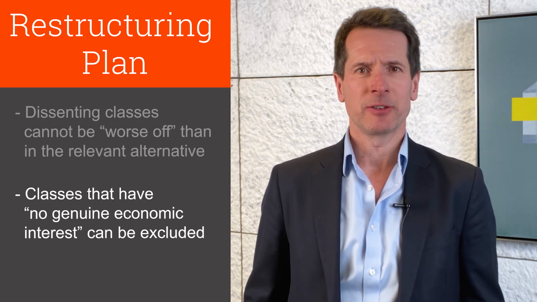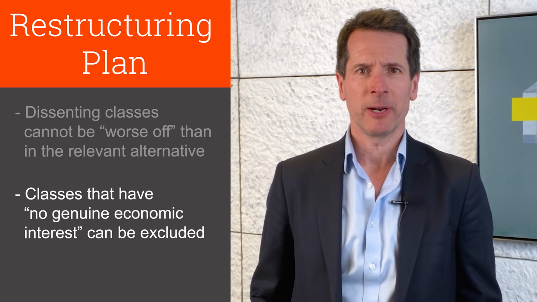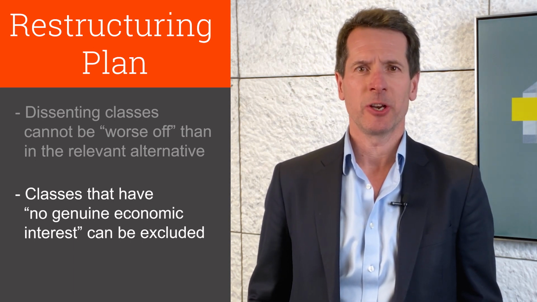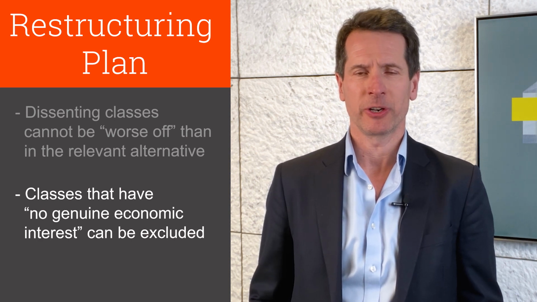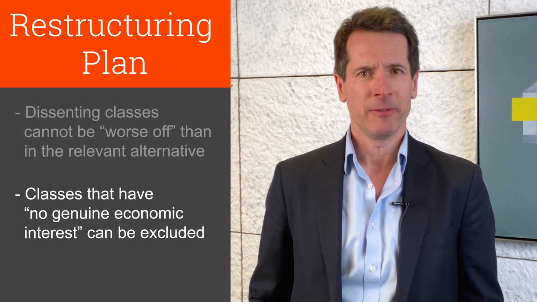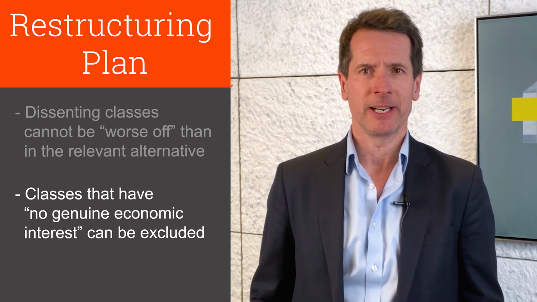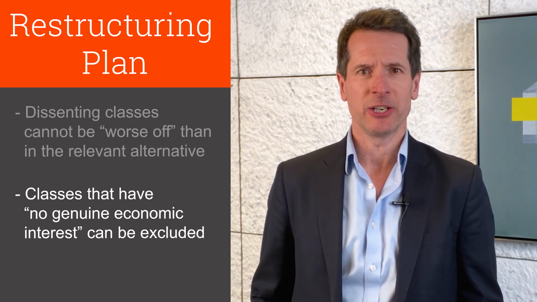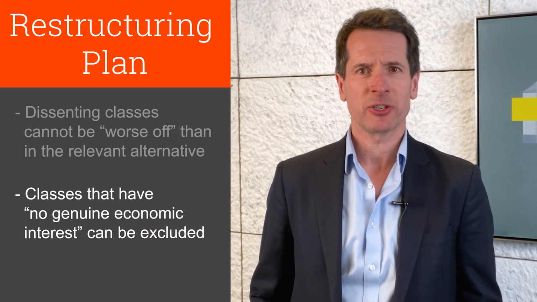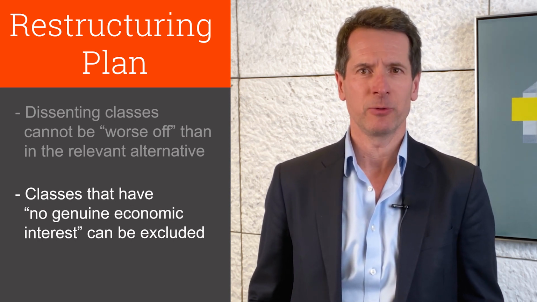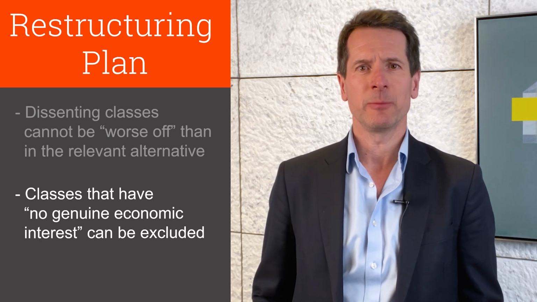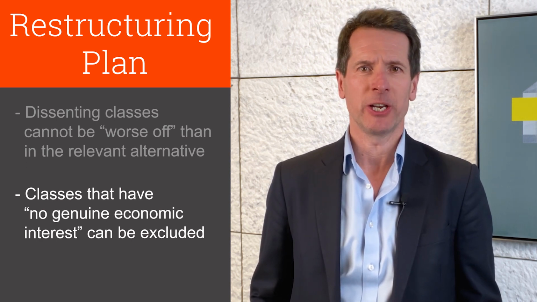If a class is out of the money, the court may ascribe little weight to their views in determining how the benefits of a restructuring should be distributed. However, it is also now possible to apply to court under an English plan at an early stage in the process to have such stakeholders excluded from voting altogether, where it can be shown that they have no genuine interest in the company. Under Chapter 11, there are two key differences with the English approach.